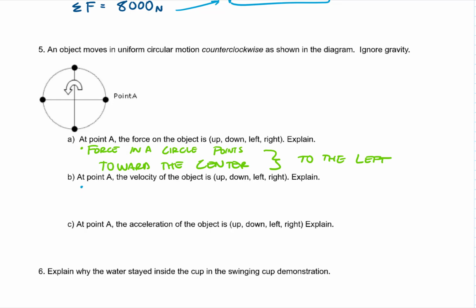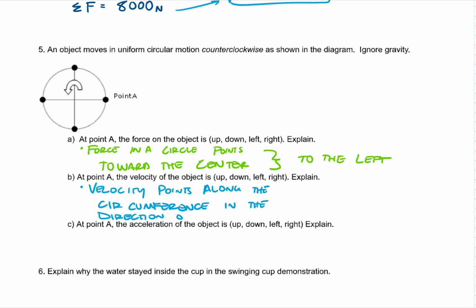At point A, is the velocity left, down, up, or right? Well, the velocity has to be tangent to the circle. So the velocity is going to point along the edge of the circle in the direction of motion, which in this case is up. That's which way the ball is moving at that point. That's which way, if we cut it, it would continue to move.